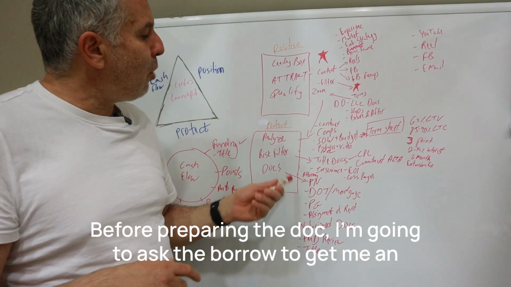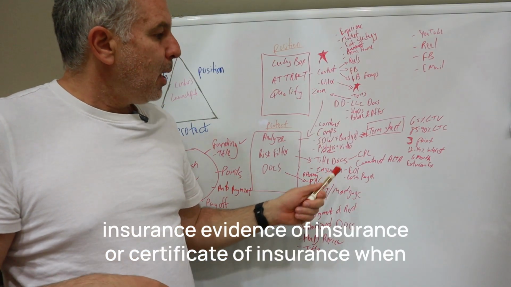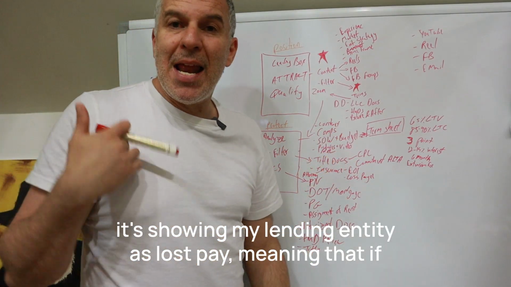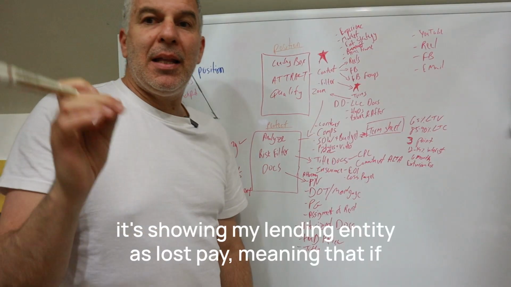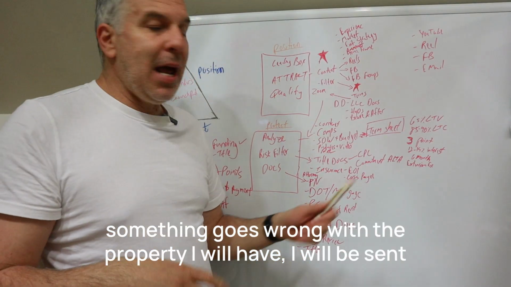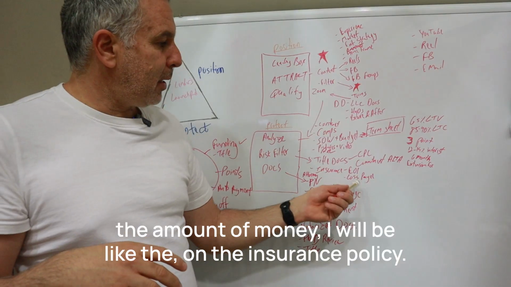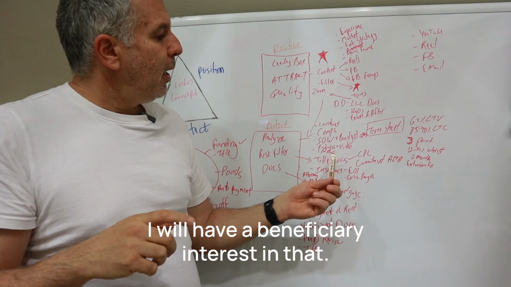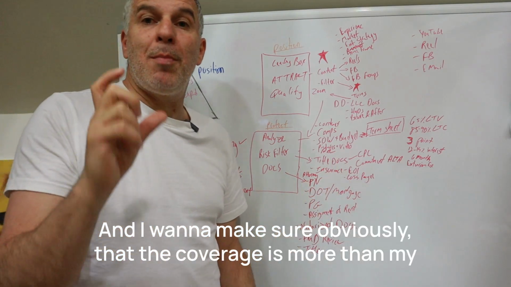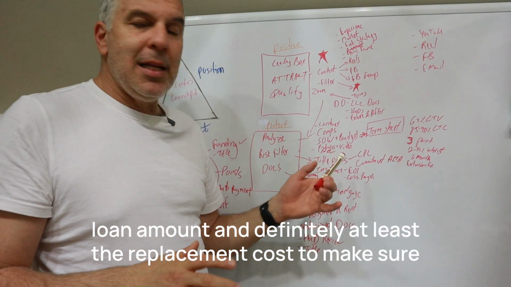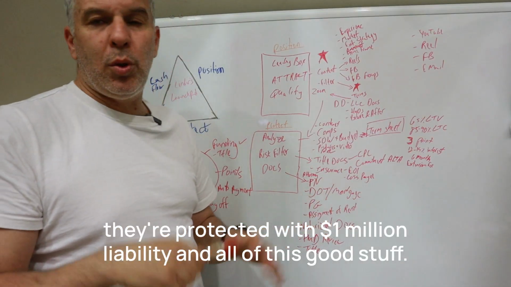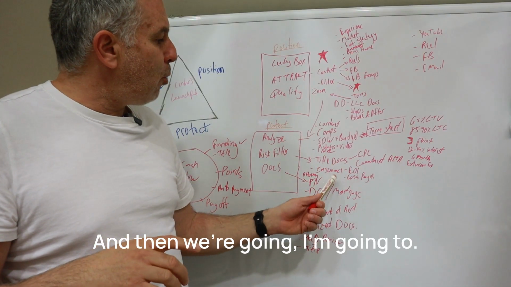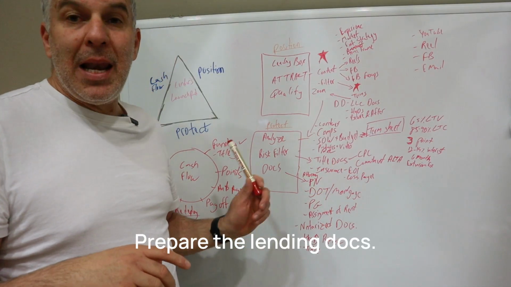Before preparing the docs, I'm going to ask the borrowers to get me evidence of insurance, or a certificate of insurance, showing my lending entity as loss payee, meaning that if something goes wrong with the property, I will be sent the amount of money. I will be on the insurance policy. I will have a beneficiary interest in that. And I want to make sure, obviously, that the coverage is more than my loan amount, and definitely at least the replacement cost, and that they are protected with $1 million liability and all of this good stuff. And then I'm going to prepare the lending docs.